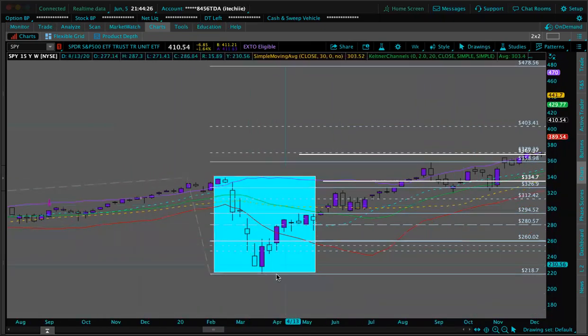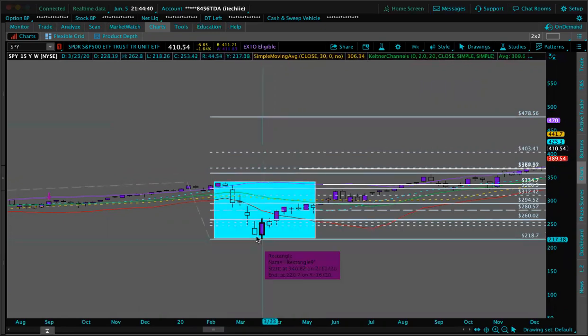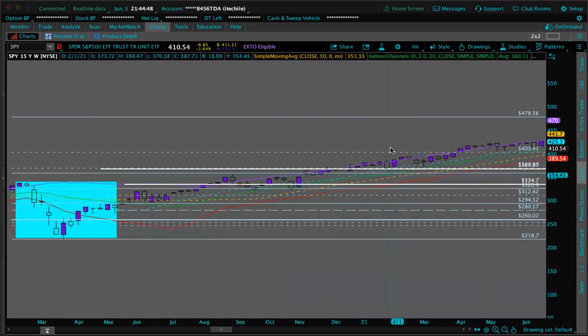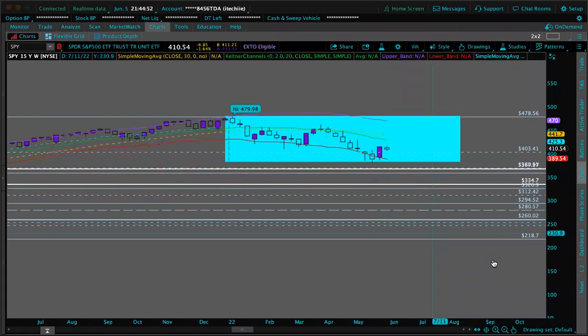Everybody was saying we break 220, it's over, we're going down to 180. 150 also. It got close, it broke 220 by 2 points, held it, went inside, then went inside up, and then it kept going up, sideways, and then what? New all-time highs after new all-time highs after new all-time highs.